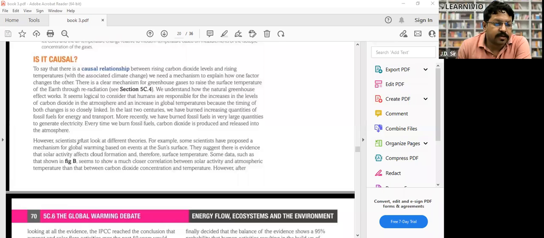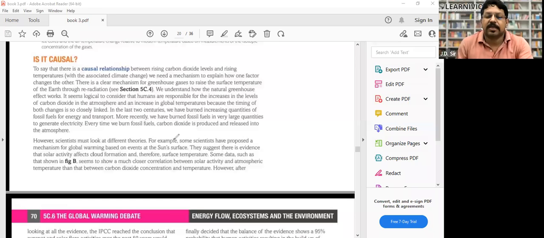However, scientists must look at different theories. For example, some scientists have proposed a mechanism for global warming based on events on the sun's surface. They suggested that there is evidence that solar activity affects cloud formation and therefore the surface temperature. Some data seems to show a much closer correlation between solar activity and atmospheric temperature than between carbon dioxide and temperature.